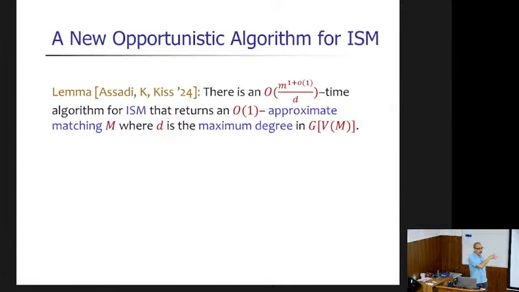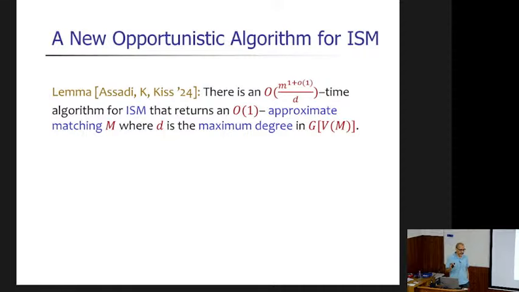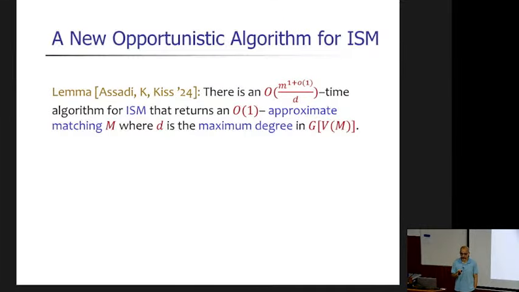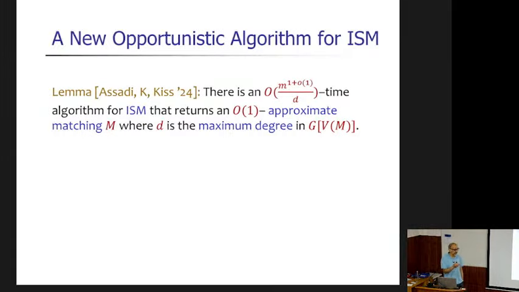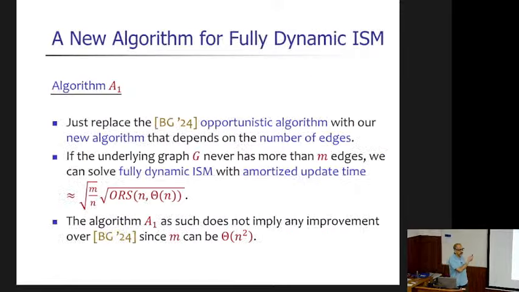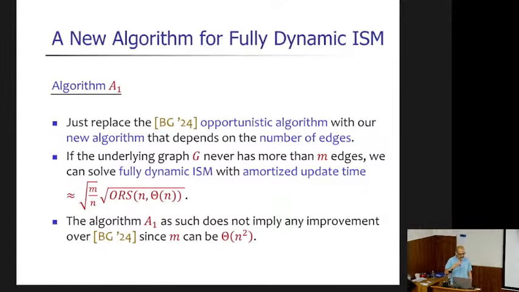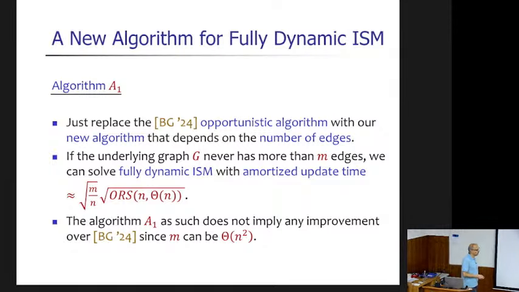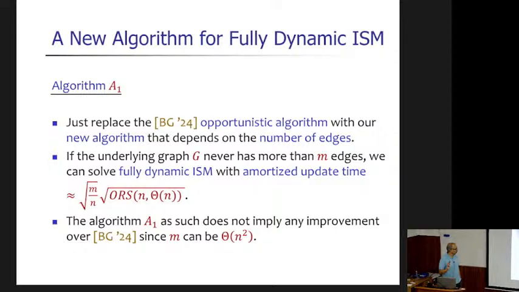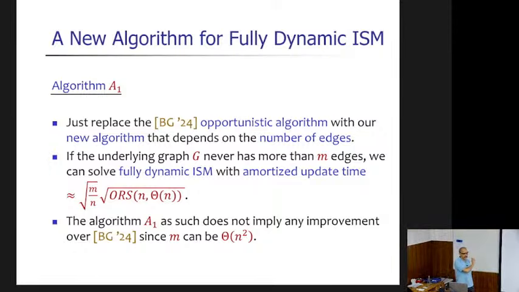So m over d is not going to help you if m was n square, but it is a useful thing if somehow you knew m was not large. Keep that in mind: when m is not large, this is a better bound to work with. I'm going to define a family of algorithms, and each successive algorithm will be better than the previous one. The first algorithm is algorithm A1. What does it do? We just take the BG24 algorithm and replace their opportunistic algorithm with our opportunistic algorithm.